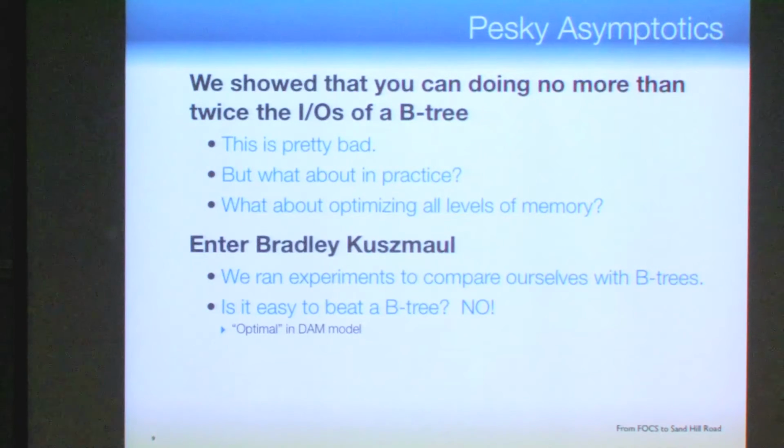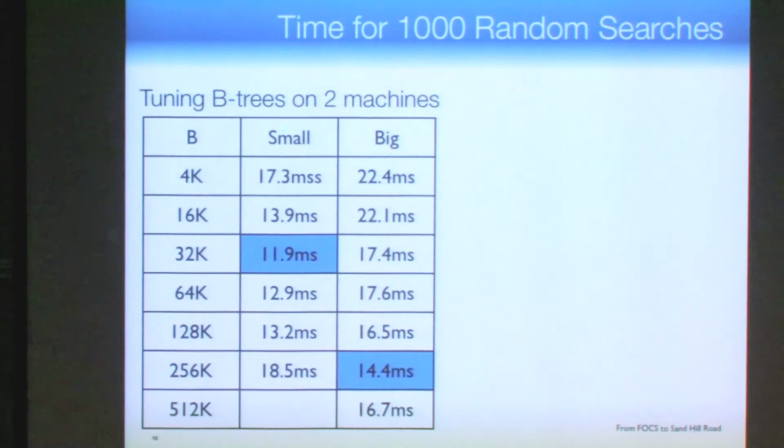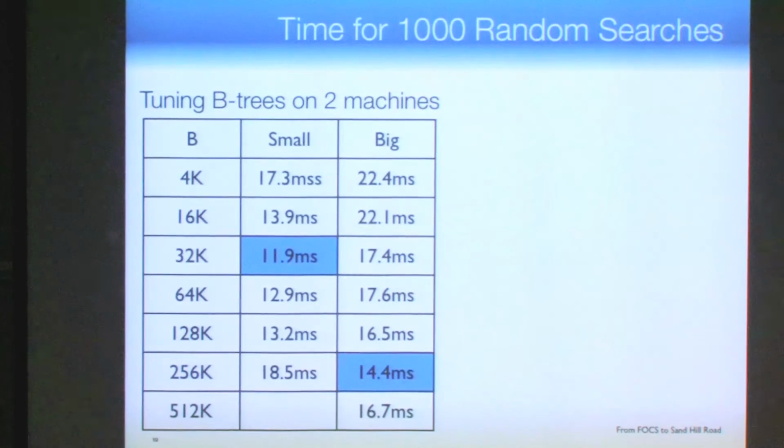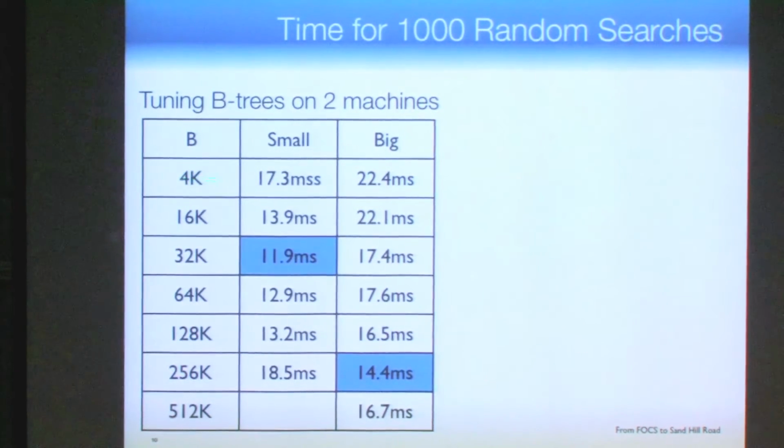They do a very good job at searches. And they are optimal in the DAM model, if that means anything. To the extent that a computer follows this DAM model, they're optimal. But even on an actual computer, they do a very good job. So we have these 2 configurations. I'm not going to tell you what the small machine and the big machine are like. But whatever, you try all these different block sizes. You might think, oh, well, just pick the page size. Turns out on a real machine, the page size isn't so much what matters, because that's probably 4K.